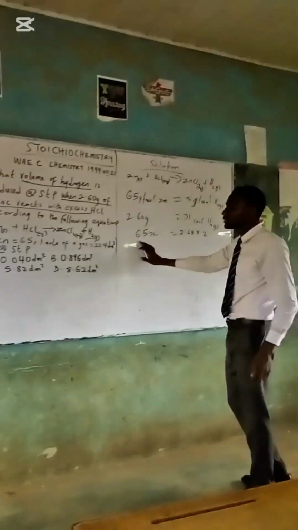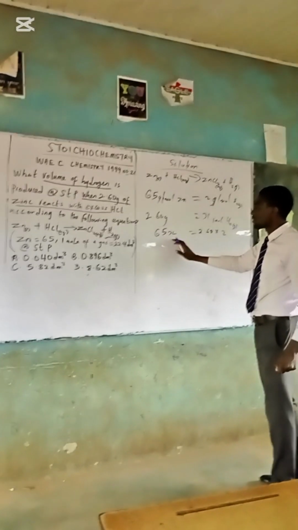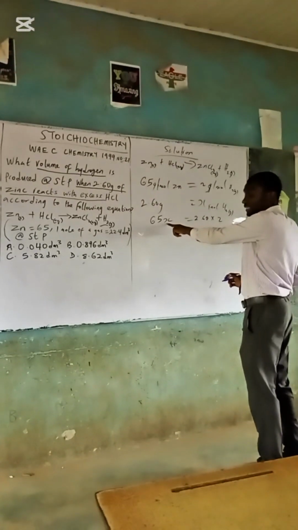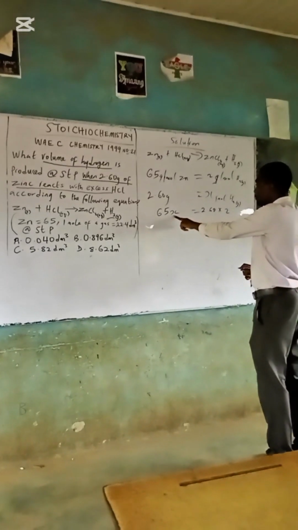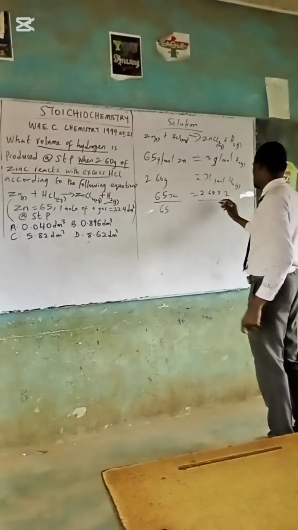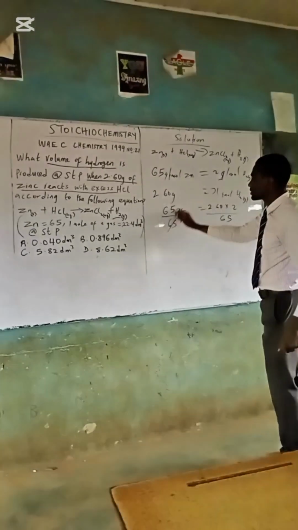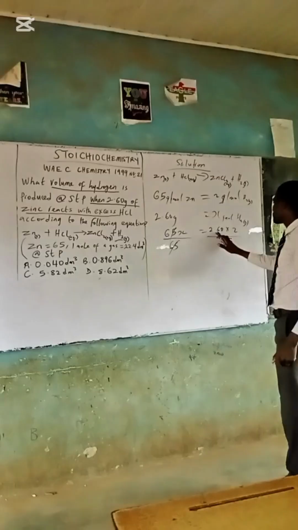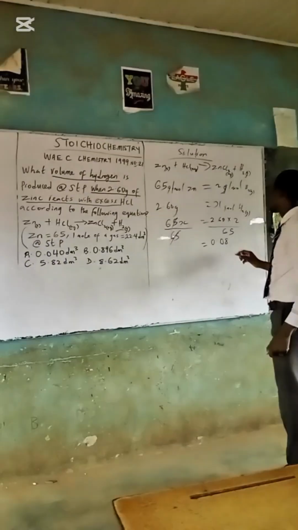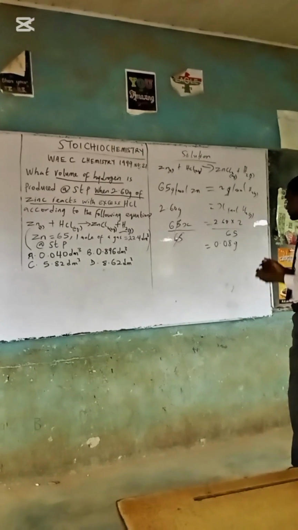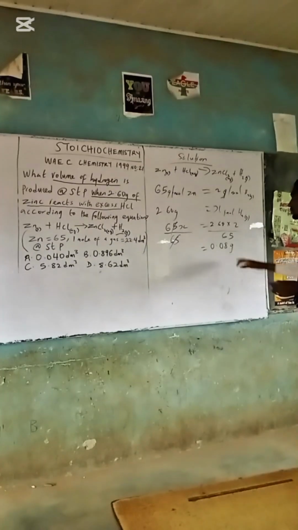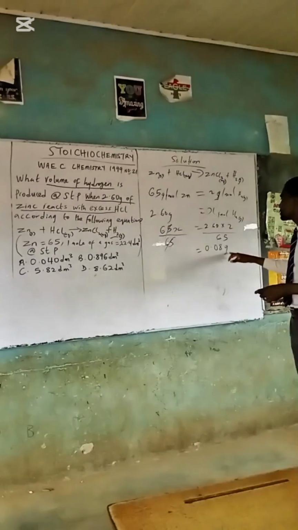So the coefficient of x here is 65. To get x as the unknown, we divide both sides by 65. So 65 goes into 65, and when you divide, we are going to get 0.08 grams. That's what we are going to get. And this is the mass of hydrogen here.